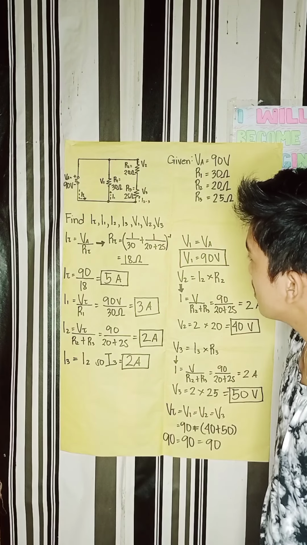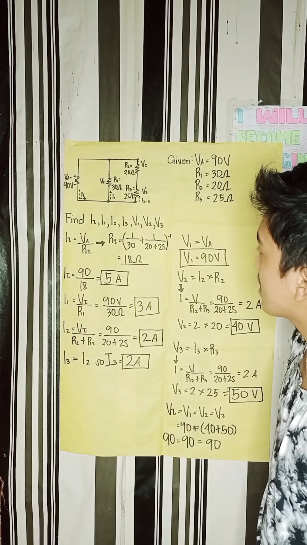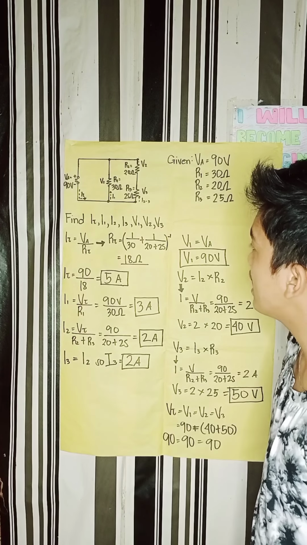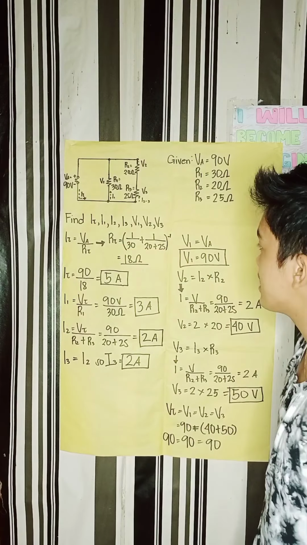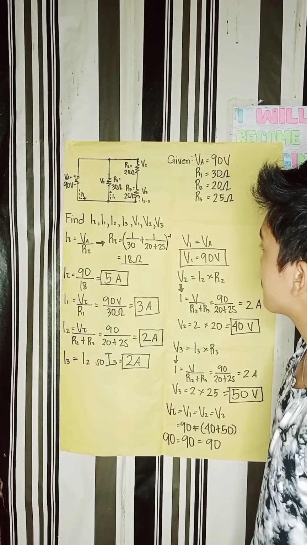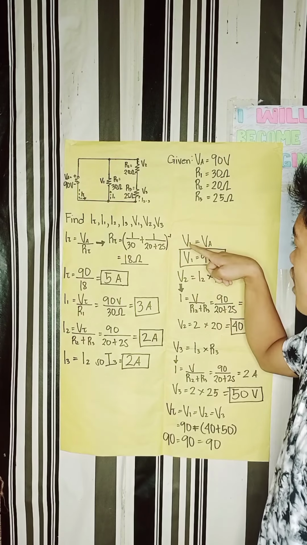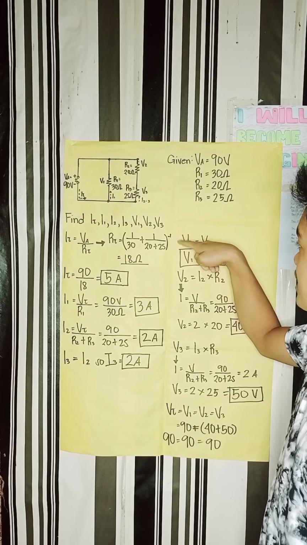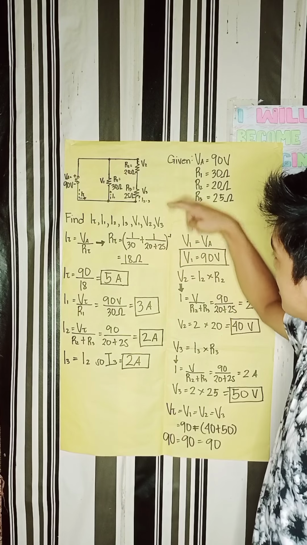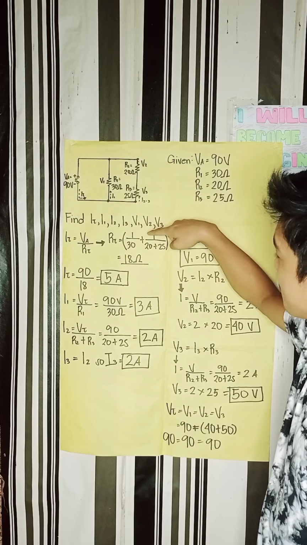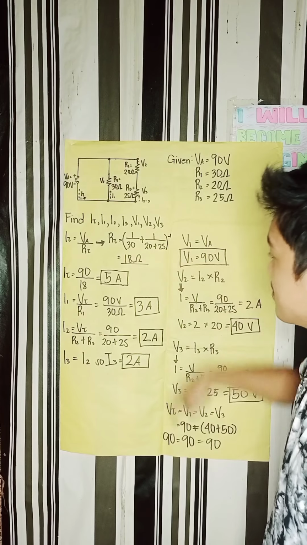So the first thing that we're going to find is the total current. Total current is equal to VA over RT. But before that, we need to find first the total resistance. So total resistance is equal to 1 over R1 plus 1 over R2 plus R3, raised to the power of negative 1. We need to add R2 and R3 because they are in a series circuit. So in total, the total resistance is equal to 18 ohms.